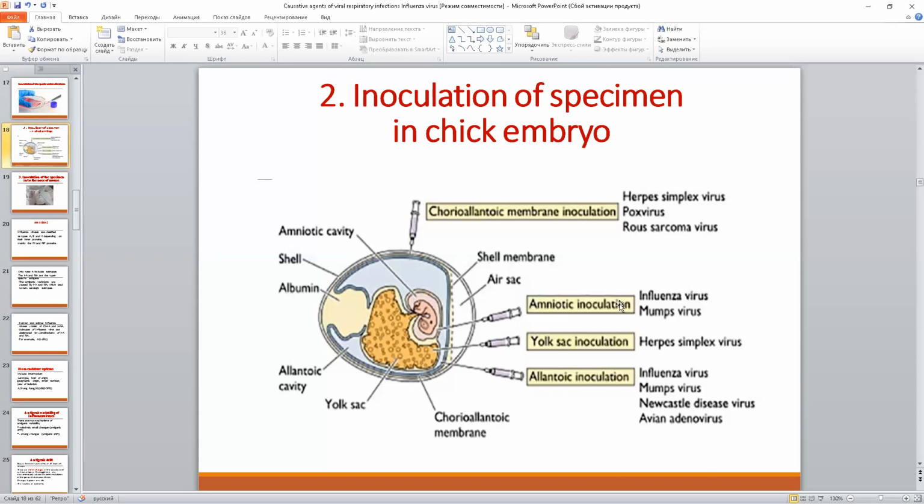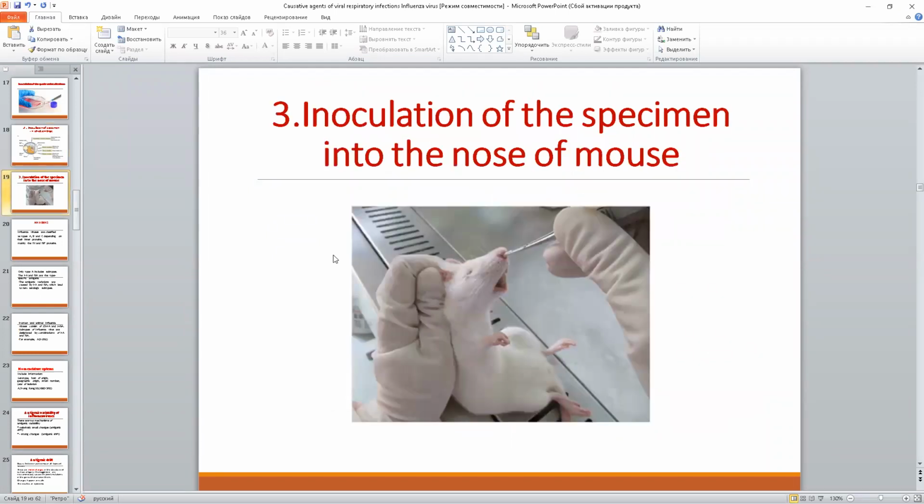For influenza virus, amniotic inoculation. It is not necessary to memorize, but realize it's not simple. For every virus, a particular part of the chick embryo is used. And the third method is laboratory animals. Different laboratory animals are used, like apes, like mice, and inoculation of the specimen is done into the nose of the mouse.